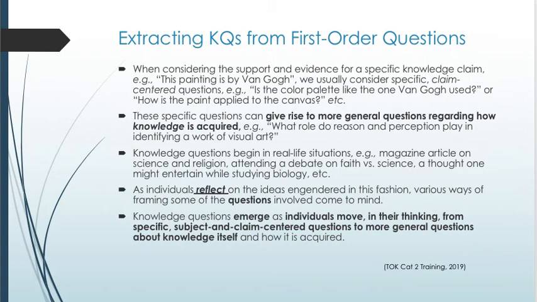These specific questions can give rise to more general questions regarding how knowledge is acquired. So you might think to yourself, what role do reason and perception play in identifying a work of visual art? So we can see that maybe we started with a specific question about a painting and whether or not it's by a specific painter, but then we were able to tease out a more general question about knowledge. And you might also see that ways of knowing, like reason and perception, get brought up in this area of knowledge question about the arts.